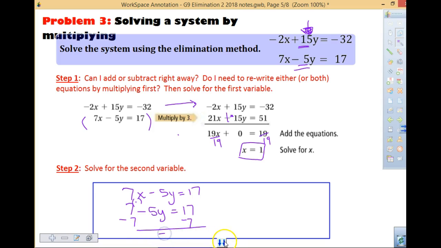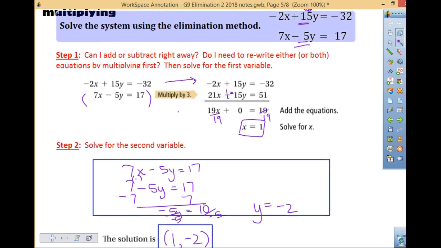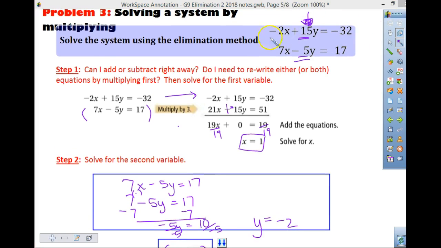I get negative 5y is equal to 10. And y, when I divide both sides by negative 5, is going to give us negative 2. So my ordered pair is 1, comma, negative 2. So I want to do a really quick check in that first equation. Lucy, can you tell me what I would write to do a really quick check? Negative 2 times.